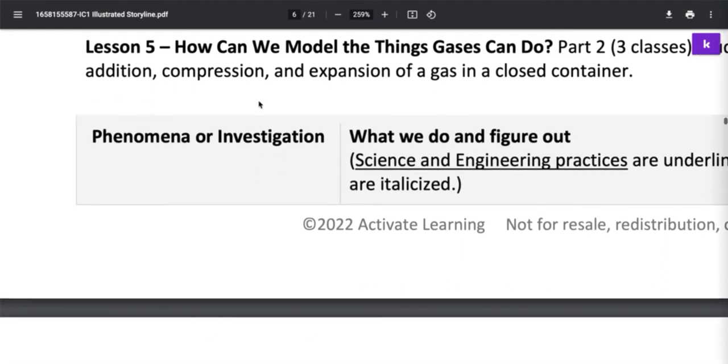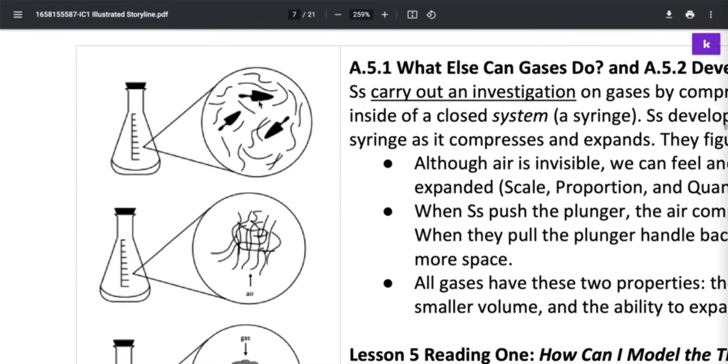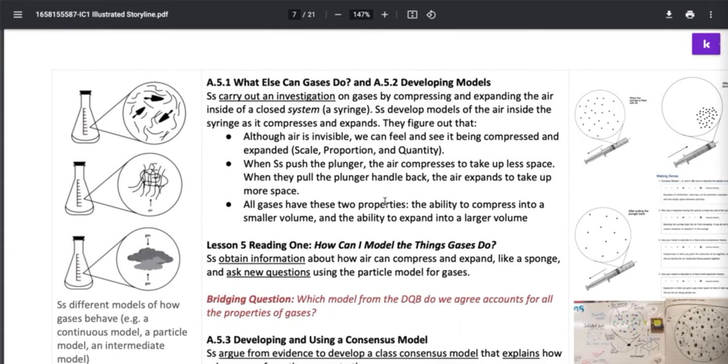Lesson 5. We get in there. What else can gases do? This is the one I think where we're using syringes. Yeah. So this is the syringe activity. Over here you can see you have a bunch of syringes with no needles on them, and you have students think about, well, what's the air doing? What does it look like inside the syringe? This is what they think it looks like inside the syringe.